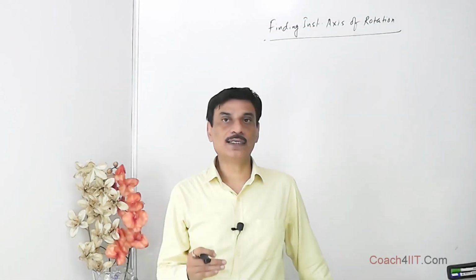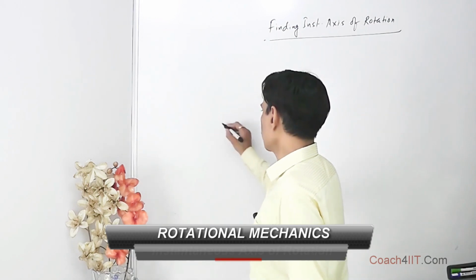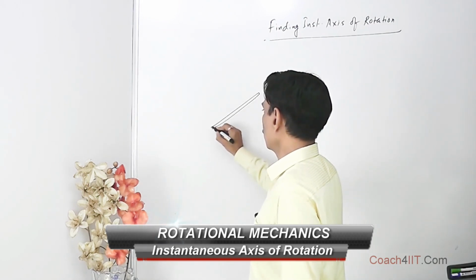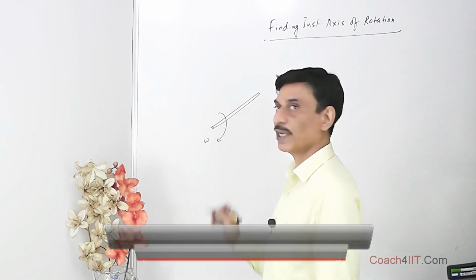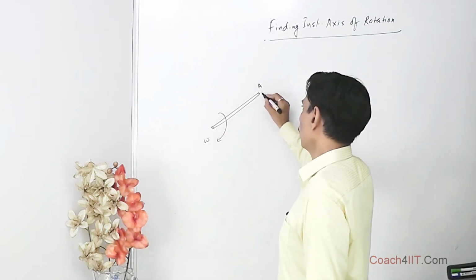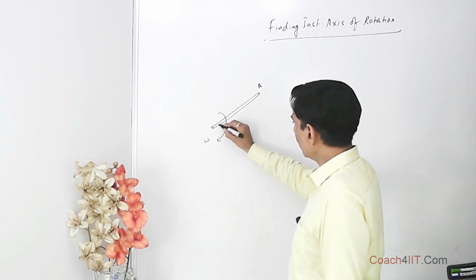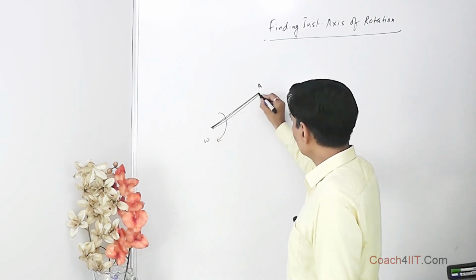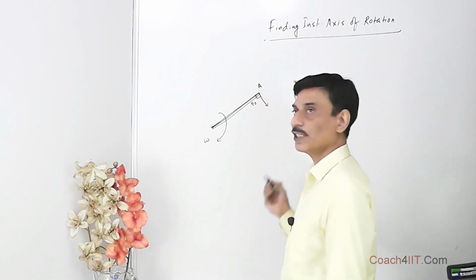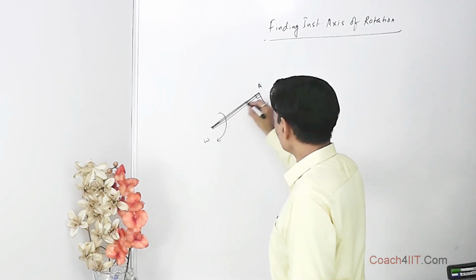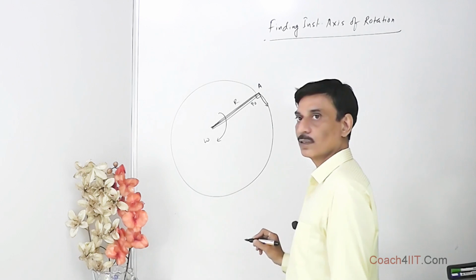Understand how to find the instantaneous axis of rotation. We know when a body is rotating, let's say this is a rod which has been pinned over here and this is rotating with angular velocity omega over here. So if we wish to know the direction of velocity of this point A, we join this, and the velocity will be perpendicular to this at an angle of 90 degrees. This will be moving in this direction, and taking this as radius, this will be moving in this circle.